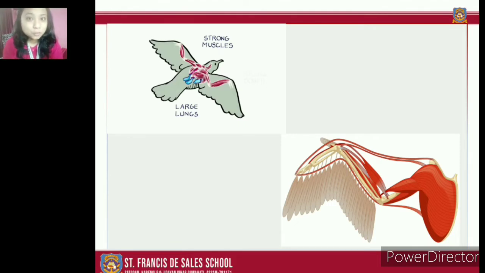So in these two pictures, you can see that the birds really have strong muscles and their large lungs, and then of course these wings. So overall the entire structure of the bird is made in such a way which helps them to easily fly, and that is how a bird flies.